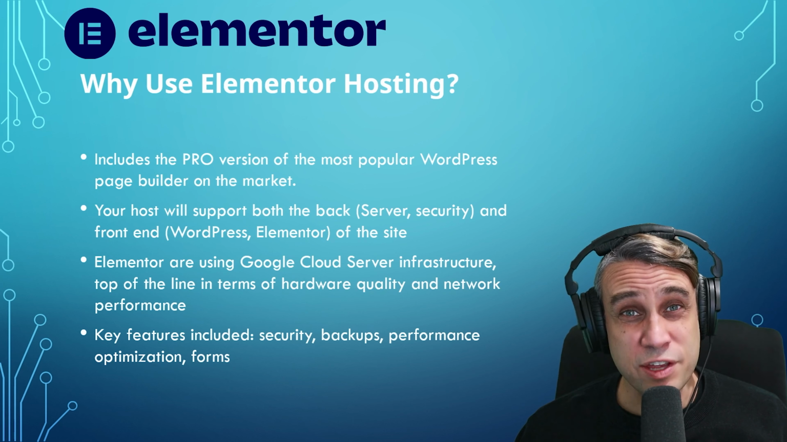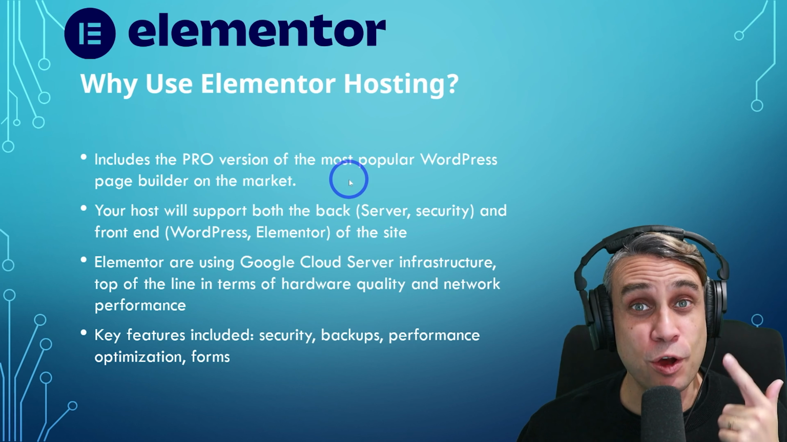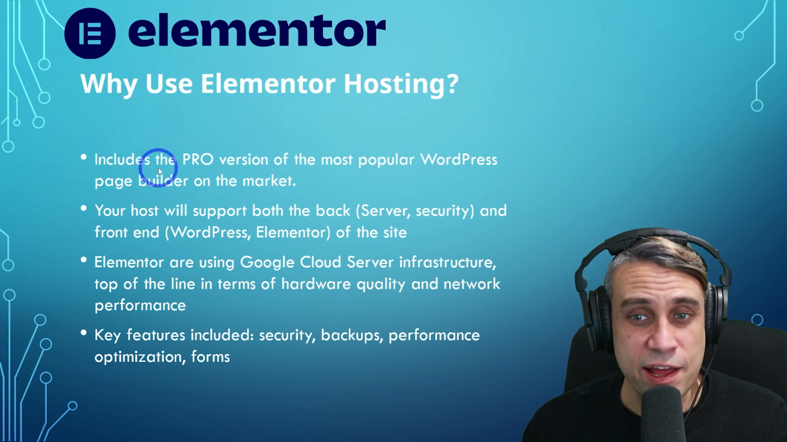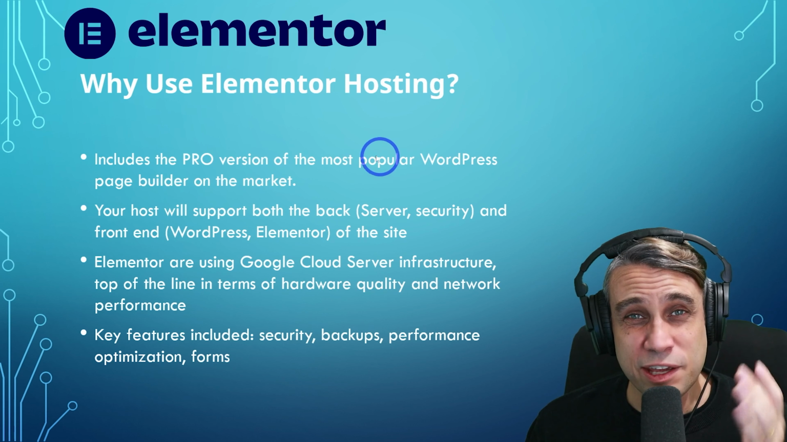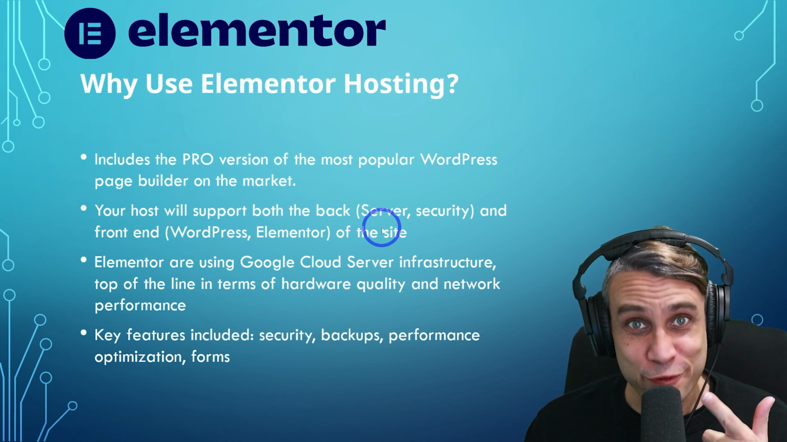The hosting packages at Elementor hosting start from $9.99 a month, but they include the pro version of the most popular WordPress page builder on the market. To actually buy Elementor Pro by itself averages out to about $5 a month anyway. So you're getting a lot of added value by getting that included, and you're also getting support for Elementor Pro.